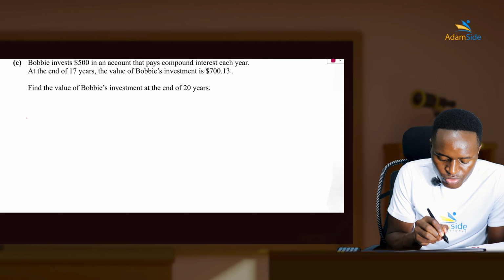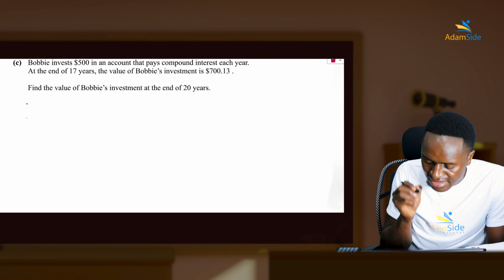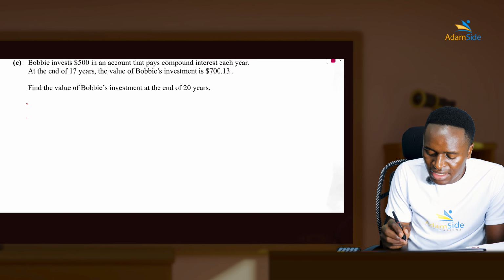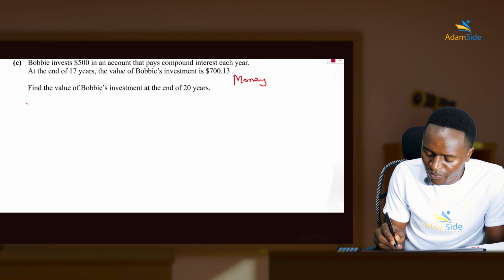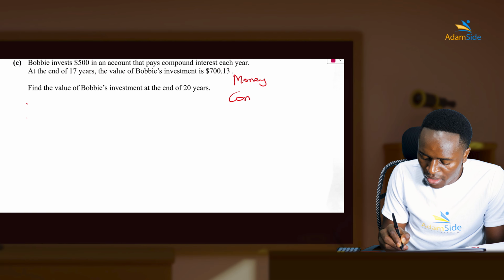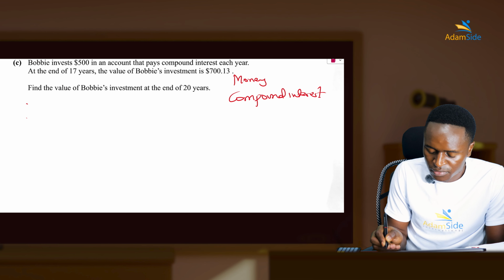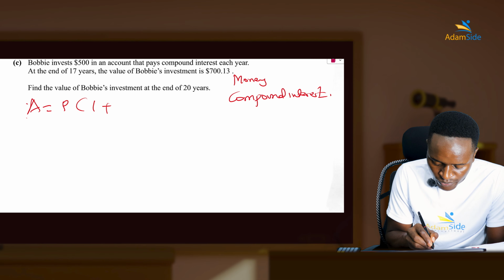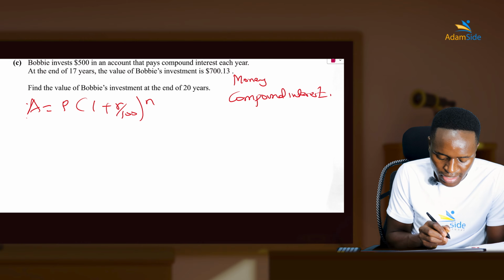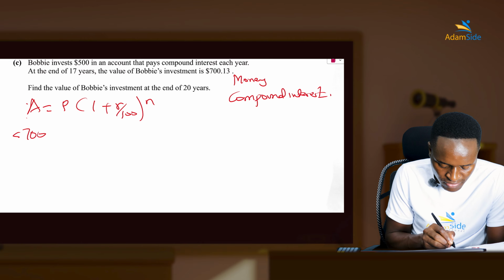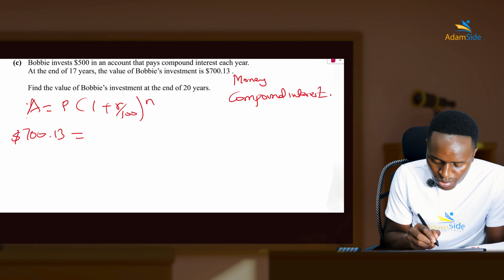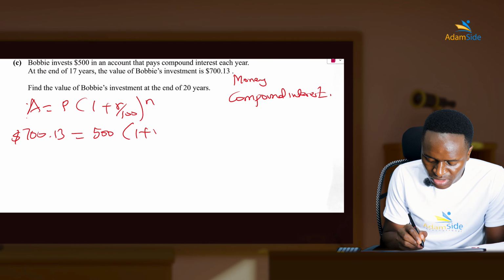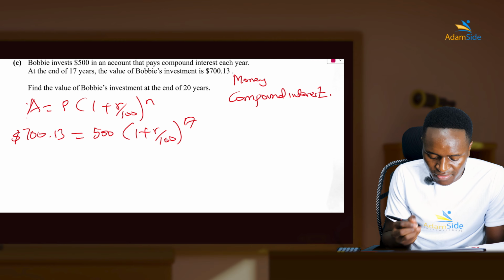So that's the tricky part, examiner's trick. We are not given the rate. So because we're not given the rate, we have to find the rate. And this comes from the unit of money, and you're talking about compound interest, long-term plan. So we say amount is equal to principal into 1 plus rate divided by 100 power n. So the amount we have here is $700.13 is equal to principal, which is $500, into 1 plus rate, which we're not given, out of 100 power 17.